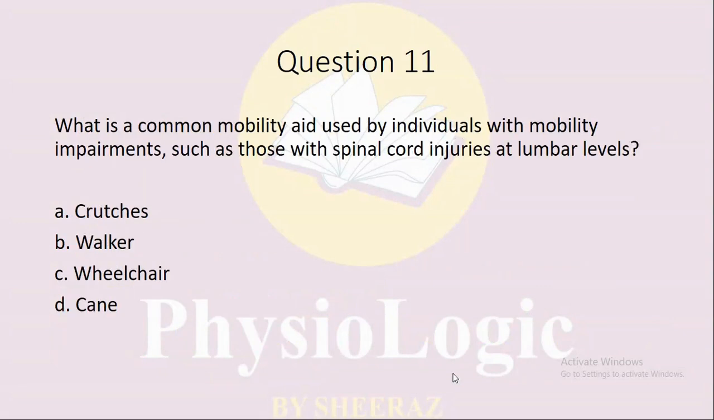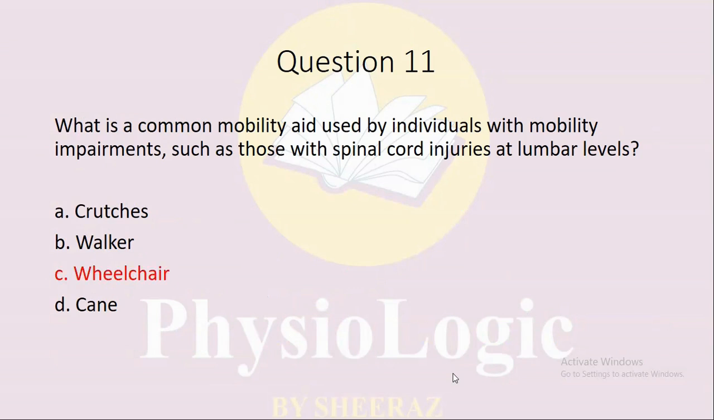Question number 11 is, what is a common mobility aid used by individuals with mobility impairments such as those with spinal cord injuries at the lumbar levels? Option A, crutches. Option B, walker. Option C, wheelchair. And option D, cane. And the correct option is option C, wheelchair.